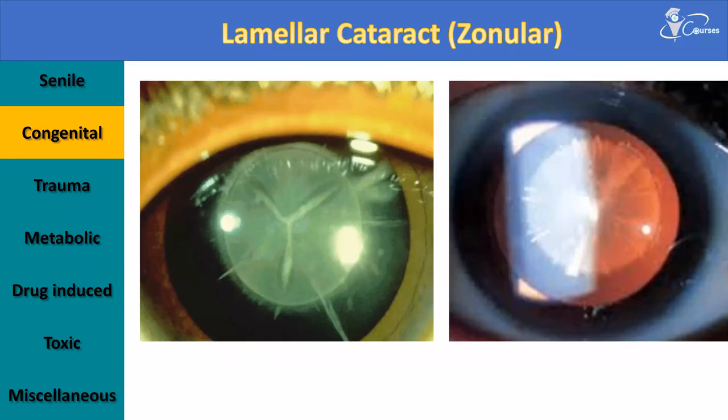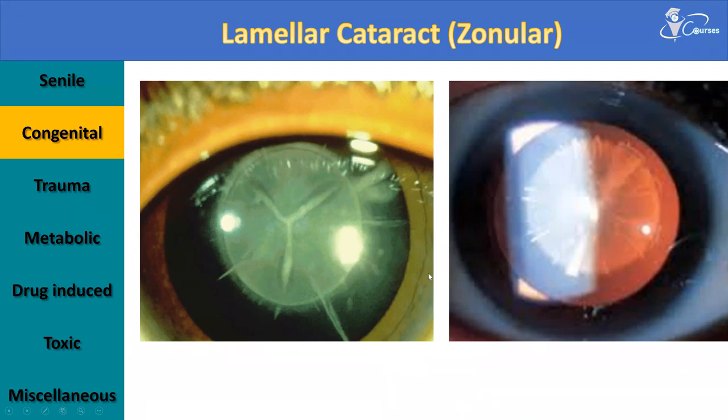Another form of a congenital cataract is called the lamellar cataract or zonular cataract. This is actually the commonest congenital cataract. So if they ask you about the commonest congenital cataract, it is the lamellar or the zonular cataract. They tend to be bilateral and symmetrical, and their effect on the vision is variable depending on the size and the density of the opacity. So not all cases will be affecting the vision.